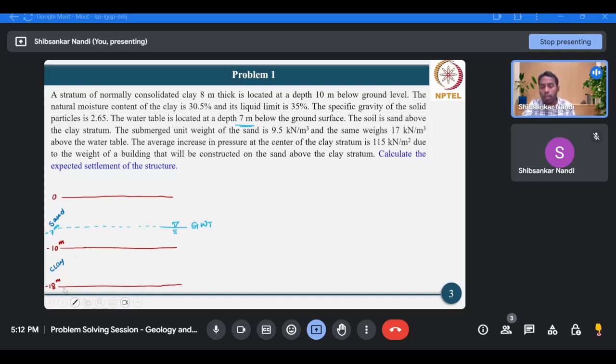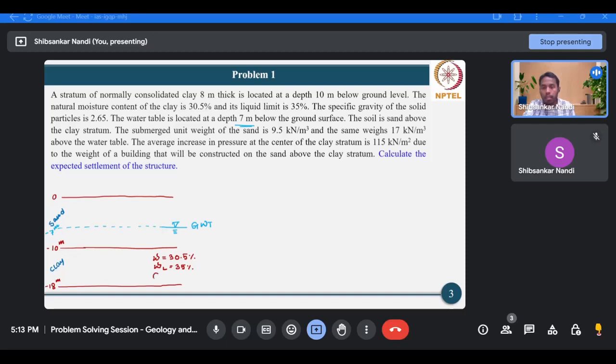Now what are the properties of this sand and clay? So the properties of this clay, I will write it down first. The natural moisture content of the clay is 35%. So W equals 35%. And the liquid limit is given as 30.5. Sorry, that was the natural moisture content, 35, and this is the liquid limit of the clay.